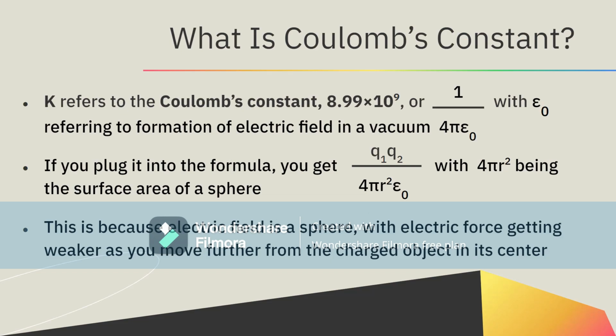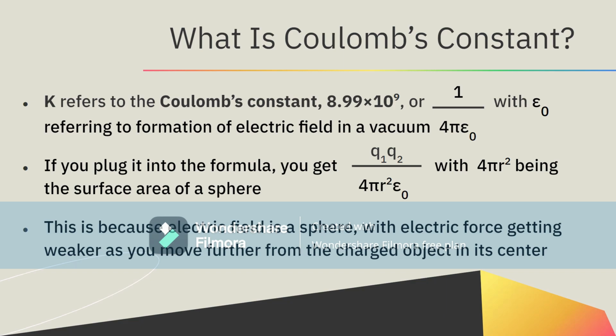How does this work? Well, let's first talk about what Coulomb's constant is, and by understanding Coulomb's constant, we will get an understanding of why this equation works. Coulomb's constant is equivalent to 8.99 times 10 to the 9th power, or, in other terms, 1 over 4 pi epsilon naught. Epsilon naught refers to how easily an electric field can form in a vacuum, or in perfect conditions where no other environmental factors exist.